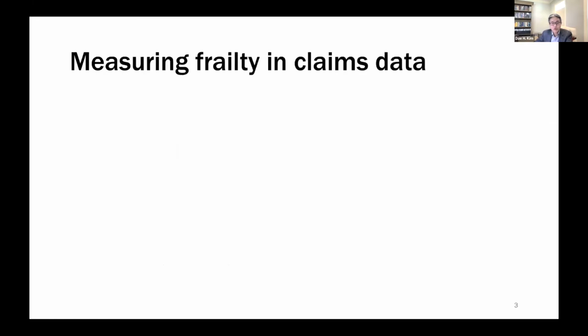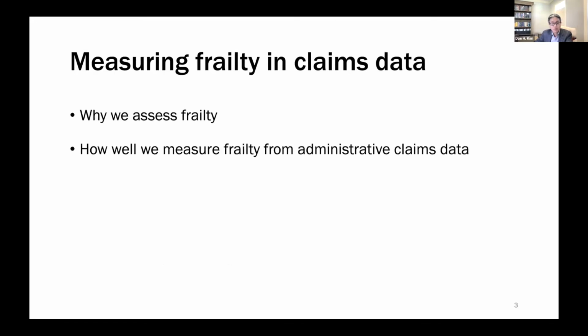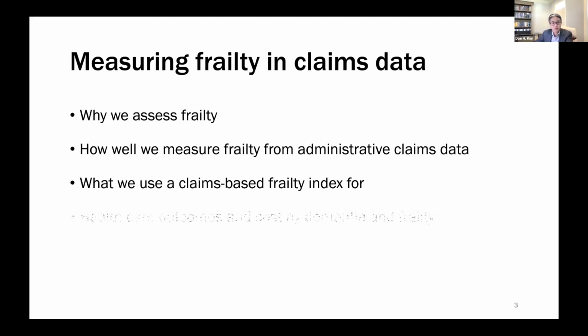Before I talk about measuring frailty in claims data, I want to explain to you why we assess frailty from a clinical perspective first, and then how well we can measure frailty from administrative claims data. And then I'll show you some examples, applications of claims-based frailty measures used for research, including analysis of health outcomes and costs associated with dementia and frailty.